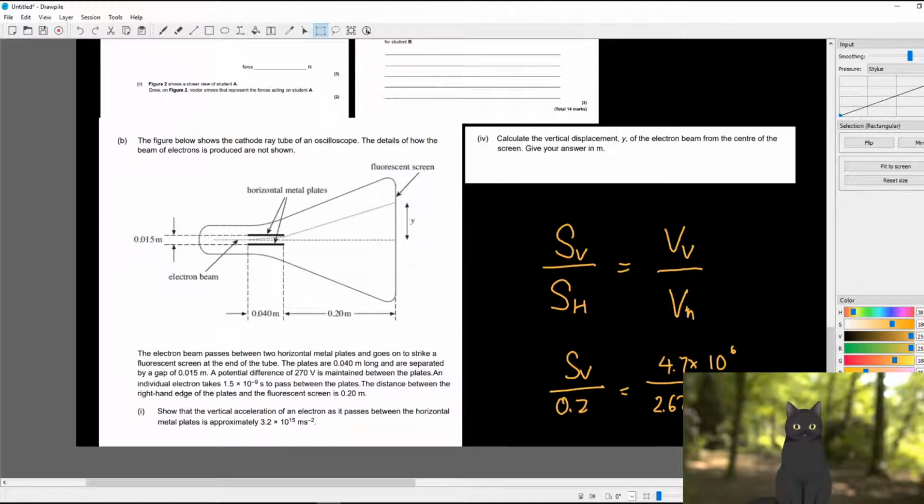Divide by 1.5 times 10 to the power of -9. That's the time. That's the horizontal speed. So the distance traveled is 0.2. Vertical distance is... may use ratio for first.